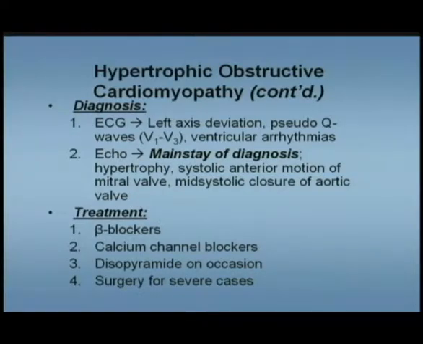Disopyramide is a class 1A antiarrhythmic. It's in the same class as quinidine and procainamide. But disopyramide is extremely negatively inotropic. It's so negatively inotropic that it increases ventricular filling. Disopyramide.